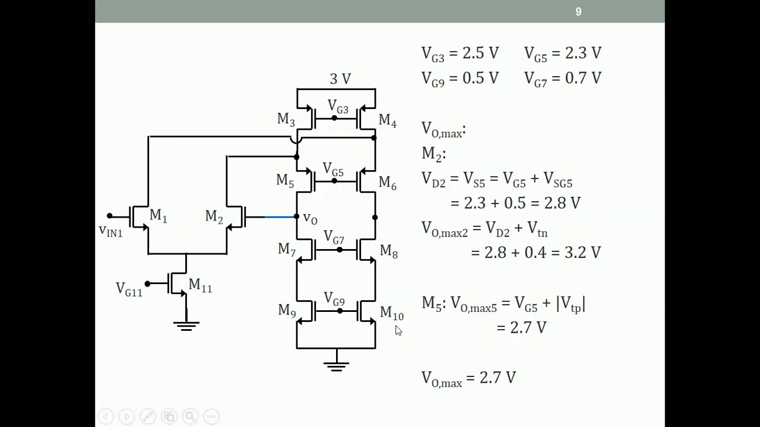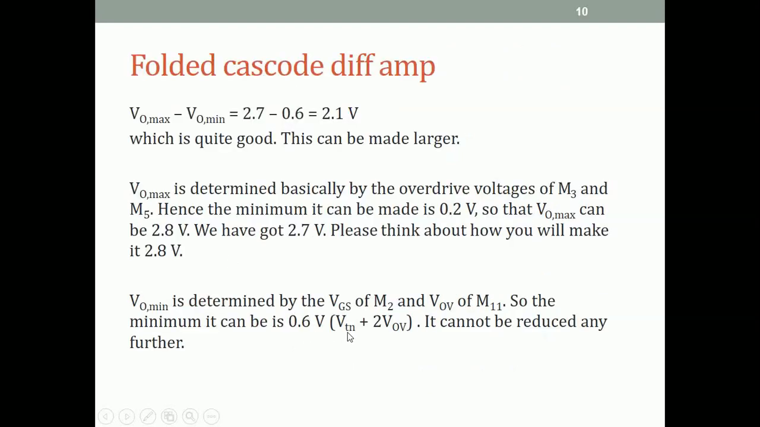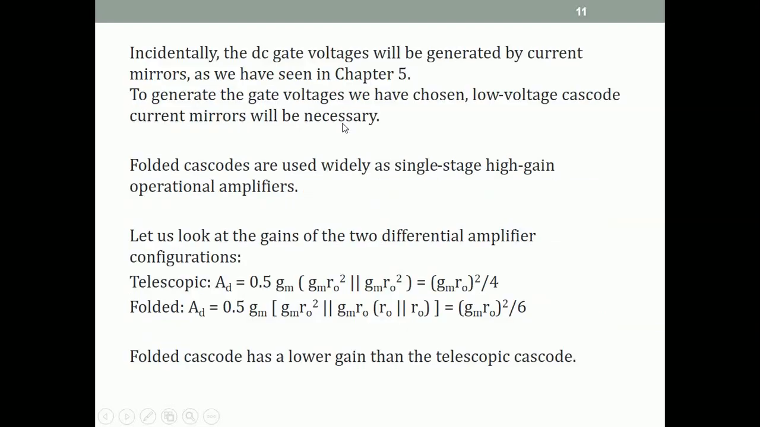So let's go back here. These are the Vt of M11 plus the 0.1 of this and 0.1 of this, and there is nothing we can do about 0.1. We cannot make the overdrive less than 0.1, and therefore this voltage is the bare minimum that is required. So 0.6 cannot be reduced any further. We can raise this to 2.2 volts, but that is the upper limit, which is good enough.